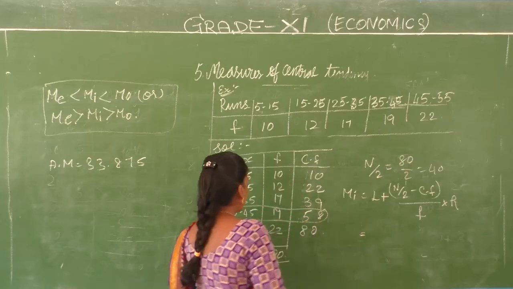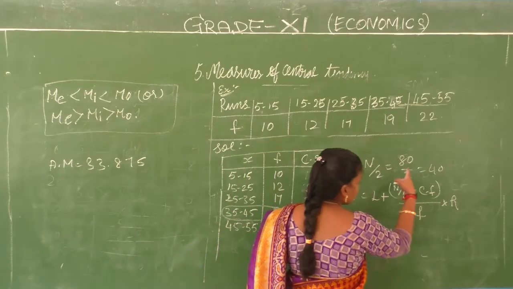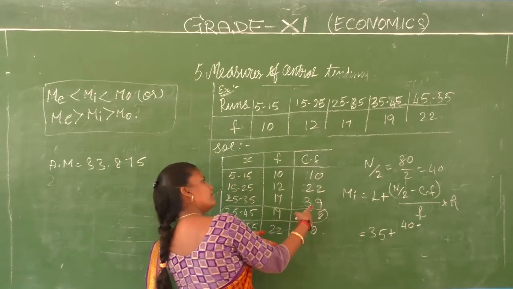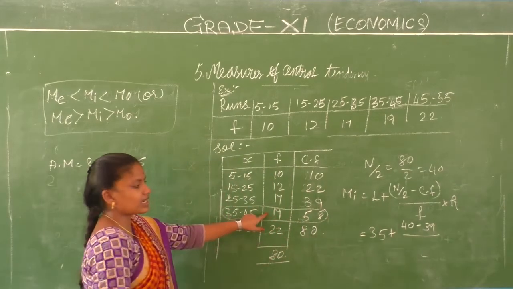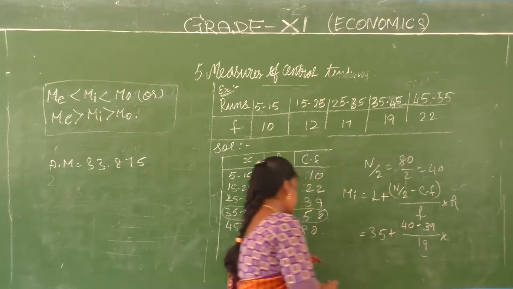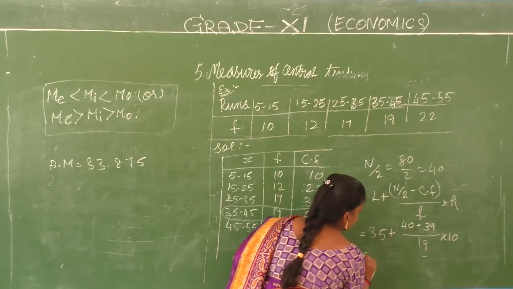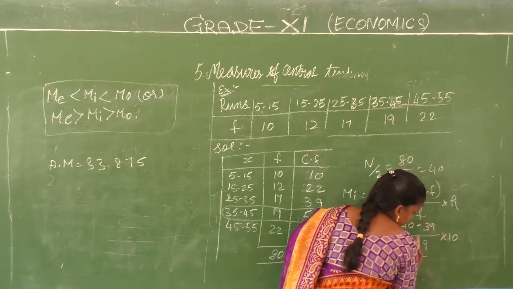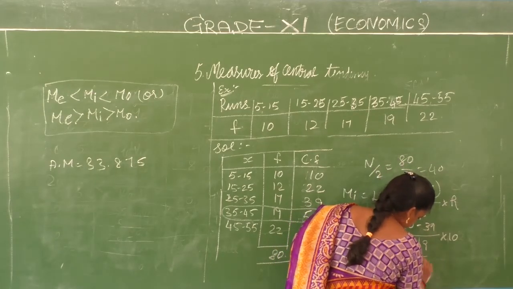So what is your L here? Lower class limit 35 plus n by 2 is 40 minus cumulative frequency of the previous class 39, by frequency of this class 90, into what is your H? 10. So you get a value of 35 plus minus 1 by 19. So 10 by 19 will come, 1 by 19 into 10.